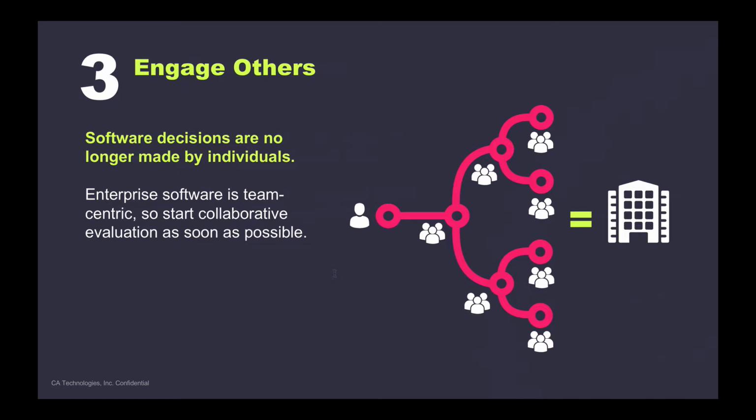In enterprise software, it's as important to get the team into the collaborative evaluation process as soon as possible. So we make it easy to invite other team members into the product. And we also make the product easy to share across teams. So as one team discovers that this product meets their needs, they could share it with another team and another team and another team until finally you have that big enterprise sale.